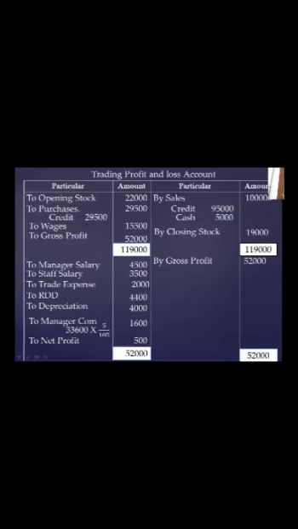Now we prepare the balance sheet. This is the balance sheet as at 30th September. First you take the opening capital. Opening capital is 74,000. Add net profit 32,000. Total is 1,06,000. Less drawing. Drawing is 3,000 in the cash book. Your drawing less 3,000. The balance is 1,03,000.